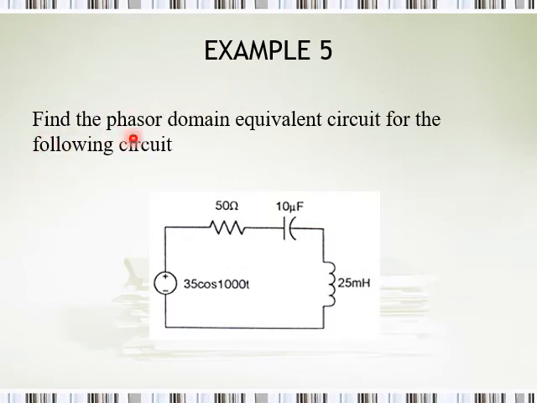Example 5, find the phasor domain equivalent circuit for the following circuit. You can add this 50 plus J, plus this capacitance and this inductance. Convert this into phasor.